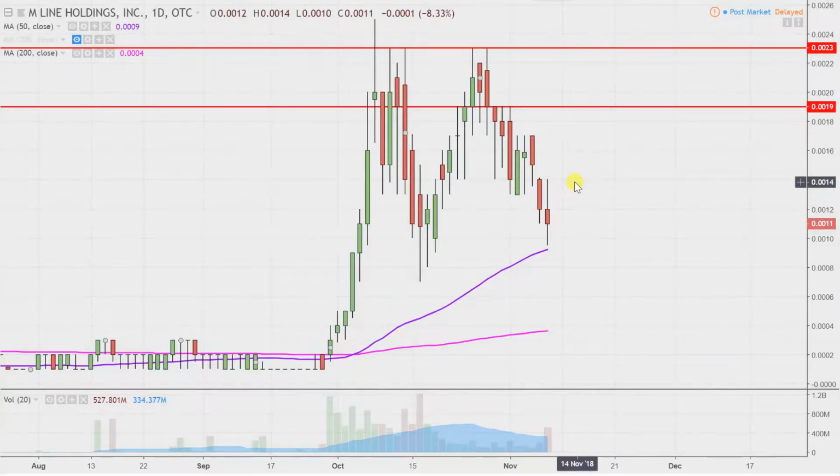So we'll see how this one closes out the week tomorrow. But yeah, you still got to give the overall advantage to the bulls as long as they stay up above that 50-day simple moving average.